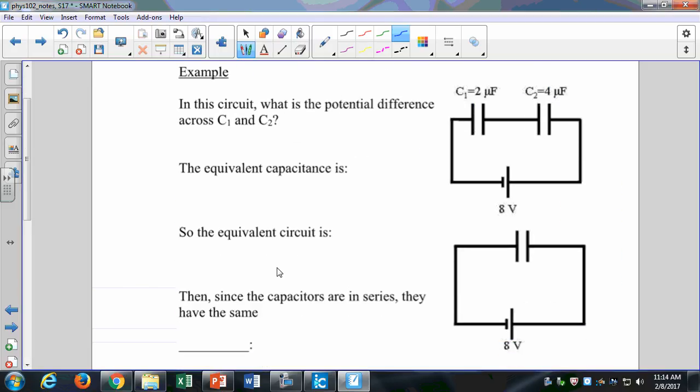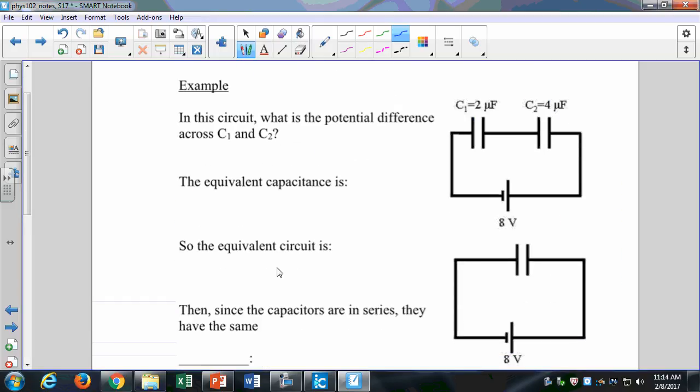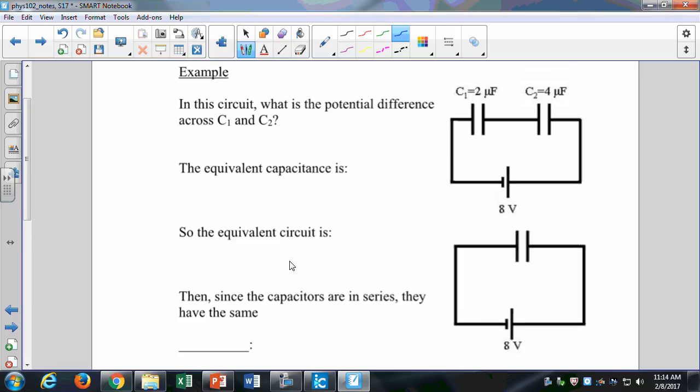All right, let's just do an example, and we'll see some other rules that'll come up along the way. All right, so I have this series circuit, and I want to know a couple things about it. I want to know the equivalent capacitance. I want to know the voltage across C1 and C2. And I want to know the charge on all the capacitors. All right, so the first thing I want to do is find the equivalent capacitance.